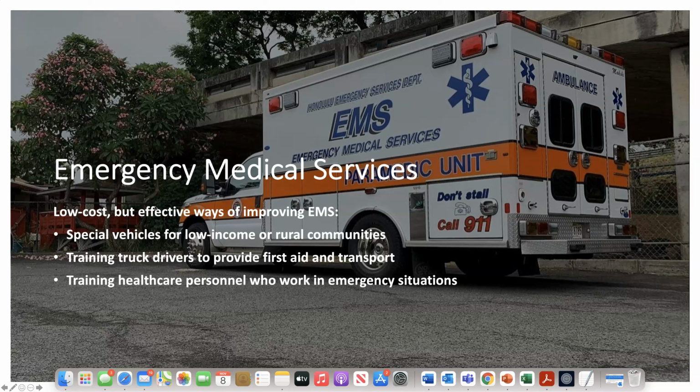Lastly is thinking about emergency medical services for low and middle income countries. You need to think about something that's low cost but effective. A couple of things that must be considered are that the vehicles must be equipped for low income or rural communities because of the roads. There needs to be truck driver training to provide first aid and transport, and training healthcare personnel who work in emergency situations would be the other consideration in low and middle income countries.